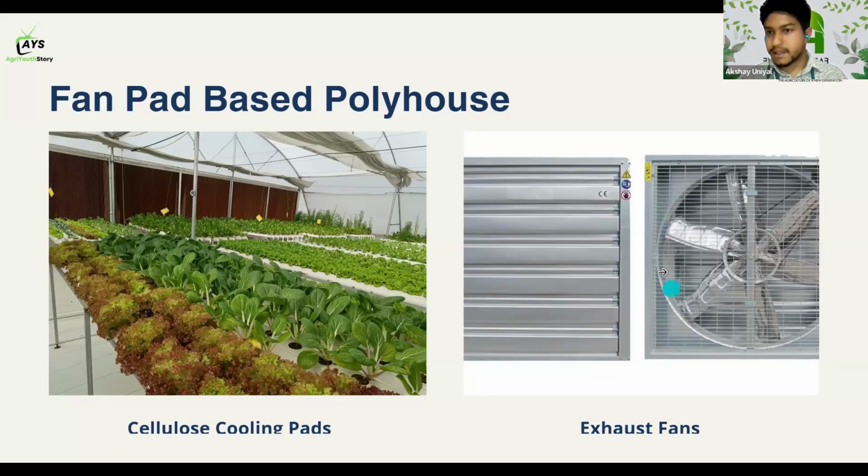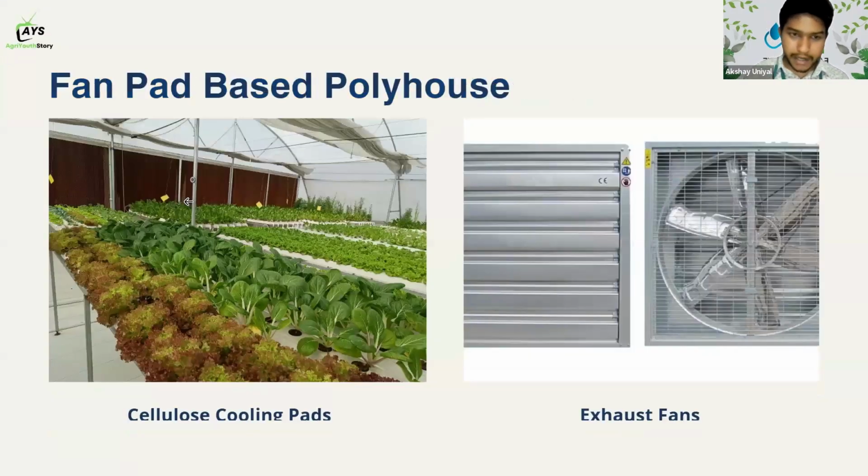This exhaust fan will suck the air out of the polyhouse, and on the other end there will be a cooling pad, and it will force the air to come through a cooling pad which is already wet with water, and the water droplets will come along with the air and it will cool down the temperature inside the polyhouse. Now, these are the major two types of polyhouses, the naturally ventilated and fan and pad. These are the most commonly used polyhouses in India.